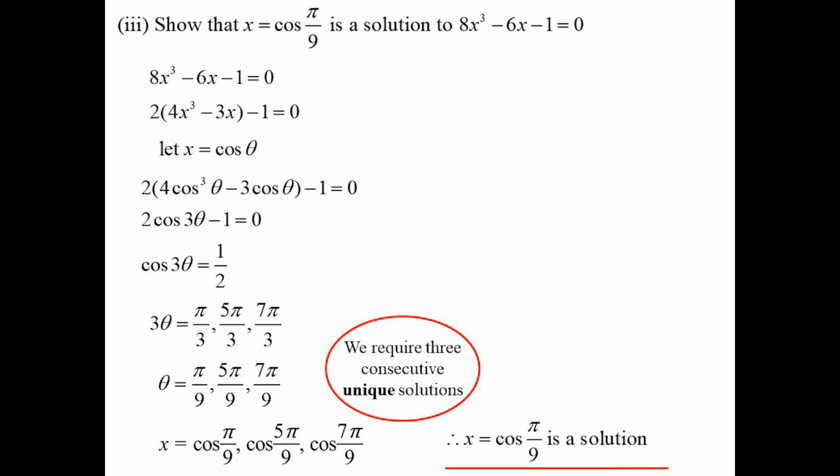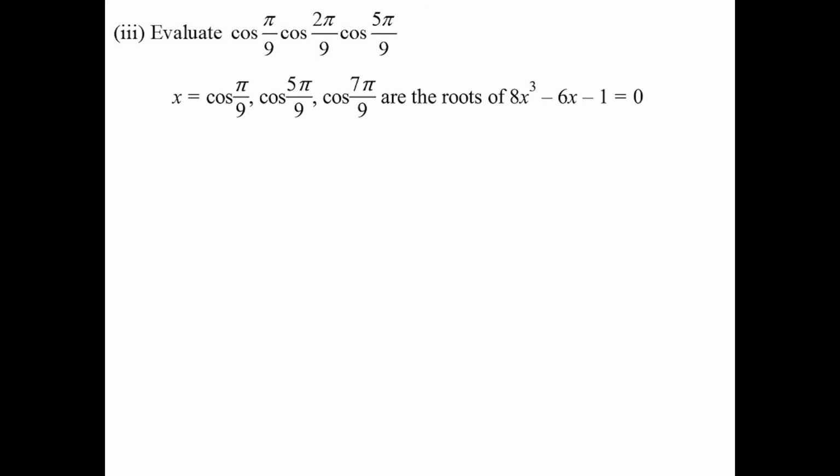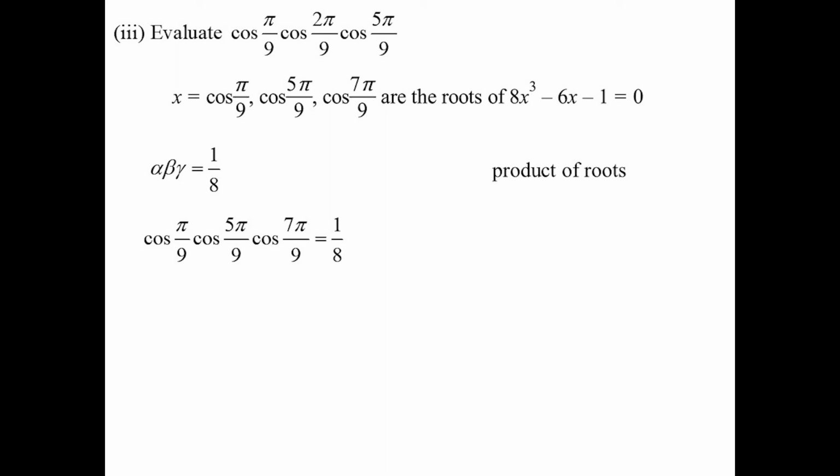The reason I didn't is because of the next part of the question where I do need to know all the solutions. And we've got evaluate cos pi on 9 times cos 2 pi on 9 times cos 5 pi on 9. So we've just worked out that pi on 9, 5 pi on 9 and 7 pi on 9 are the roots of this equation. If I use product of the roots, I'm not going to get quite what they want, but I'm certainly going to get 3 cosine functions multiplied together. So I know cos pi on 9 times cos 5 pi on 9, that's 2 that I want, times cos 7 pi on 9 is 1/8.